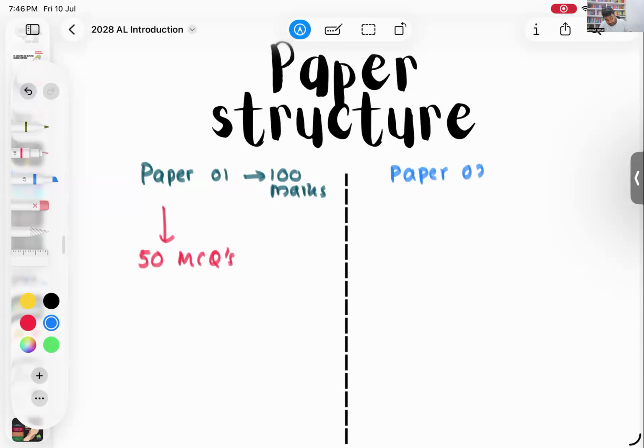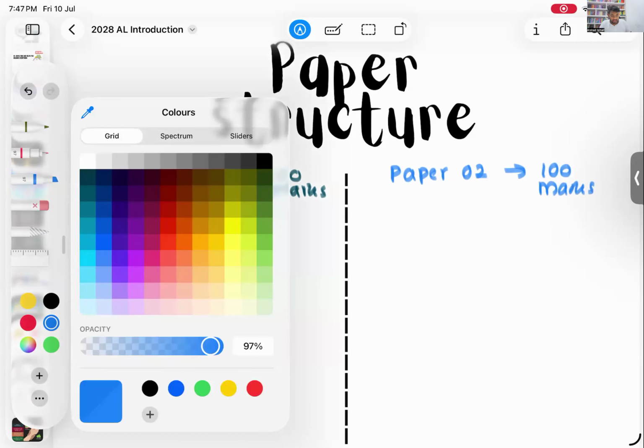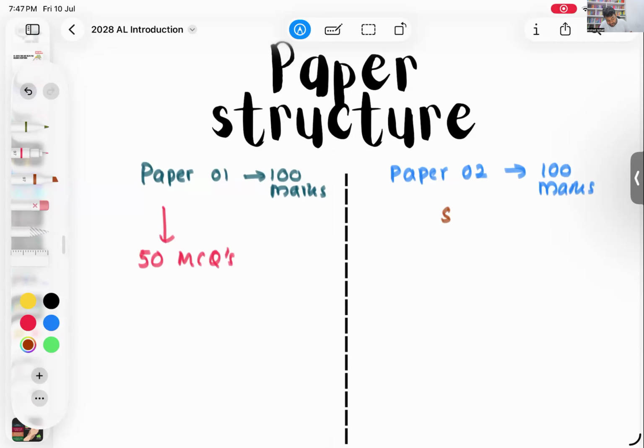Paper 2 is for another 100 marks. And how paper 2 is divided is there are 10 essay questions. So you have something called subsection A, which has question number 1, 2, 3, 4, 5. And you have subsection B, which has questions 6, 7, 8, 9, and 10.